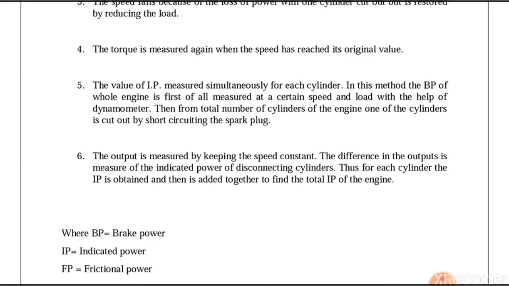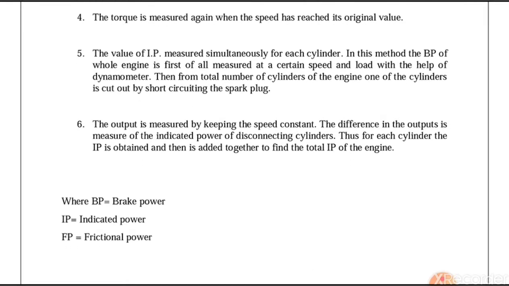Then the value of indicated power is measured for all the cylinders. In this method, the BP of the whole engine is first measured at a certain speed and load with the help of a dynamometer. Then the output is measured by keeping the speed constant. The difference in output with respect to disconnecting cylinders can be noticed. Thus, for each cylinder, the IP is obtained and then added together to find the total indicated power of the engine.